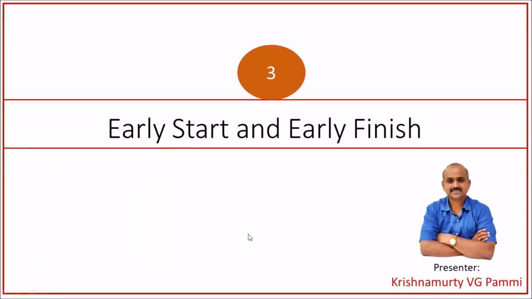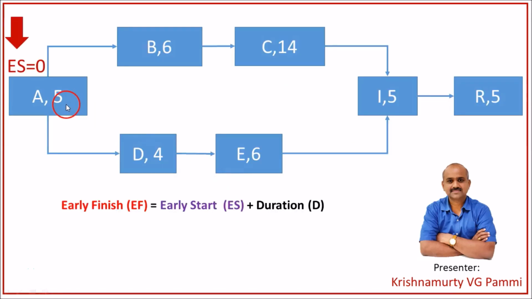Let us calculate early start and early finish for various activities in our activity flow diagram. Now, all the activities in our activity flow diagram are tied up with finish to start relationship. For activity A, it can get started at the end of the 0th day. That's why early start is 0 and duration is 5. So if you add duration 5 to its early start, it becomes early finish. 0 plus 5 is equal to 5. So the early finish for activity A is 5.